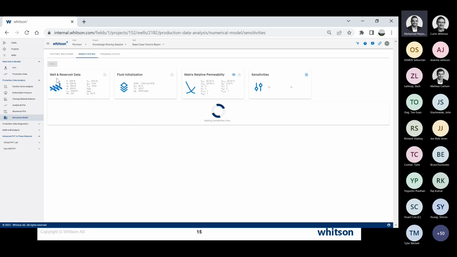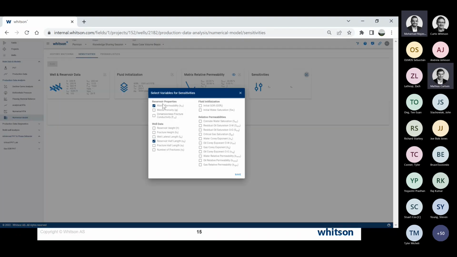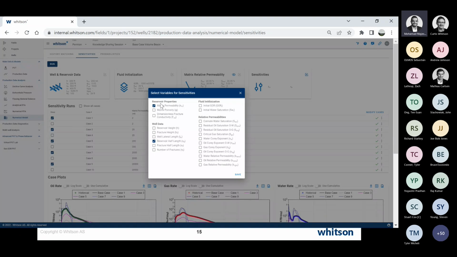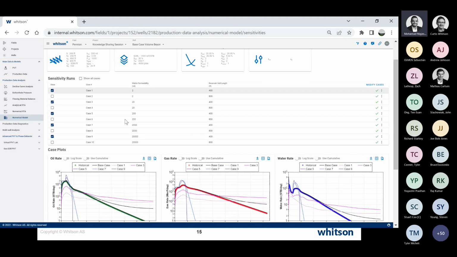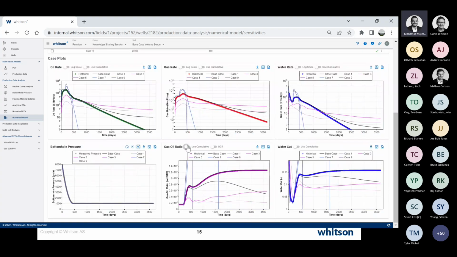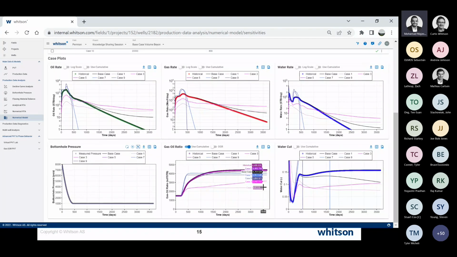For those of you who haven't worked with this, here you can pick which parameters, which variables, you would like to use in the sensitivities. In this case, I've used matrix permeability and reservoir half length, but I'll ignore the cases with the reservoir half length. I'm just going to highlight the cases where the matrix permeability is changing. The cases that I'm showing here are all exactly the same. What's changing is the matrix permeability.